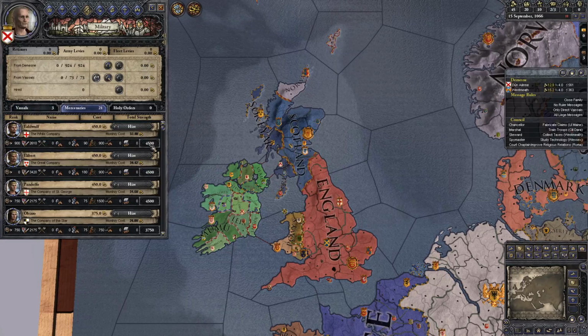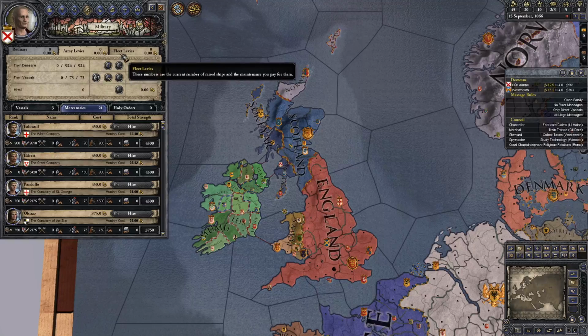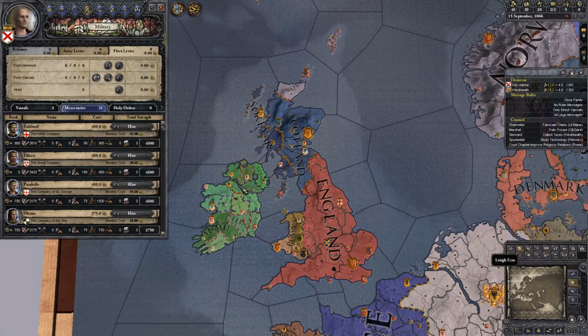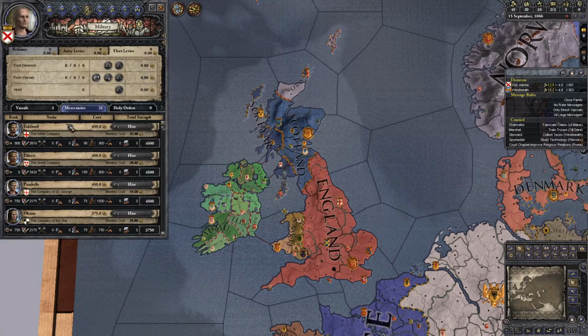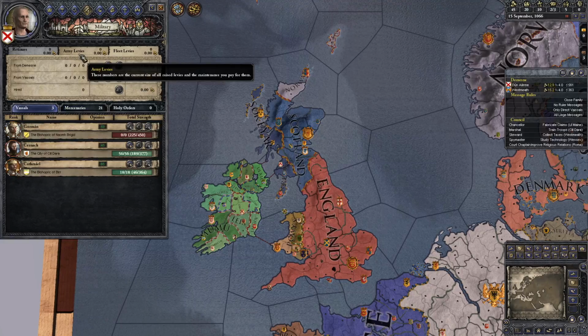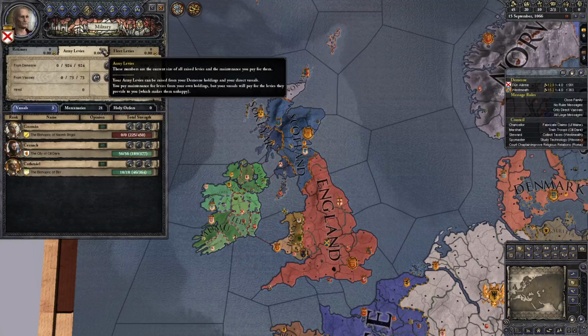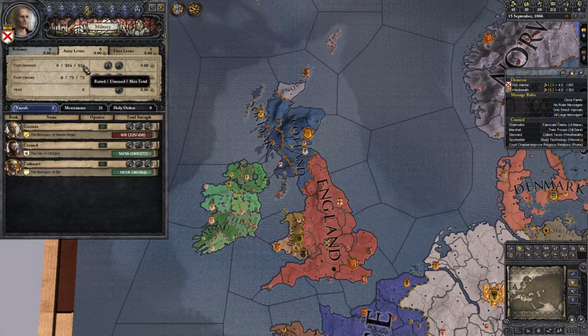There are mercenaries you can hire well beyond our means at this point. And we cannot raise any navies because we're landlocked. So that's what we're looking at there. You have to pay them, and they will replenish over time.